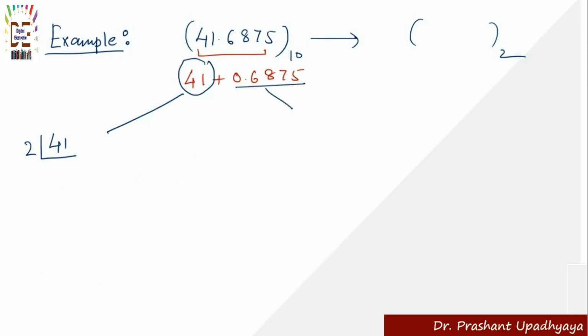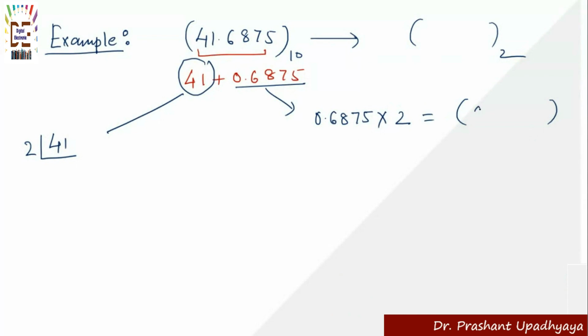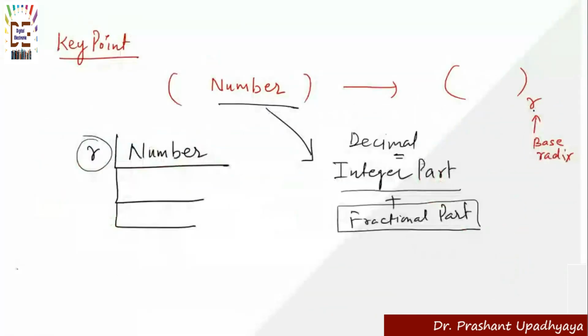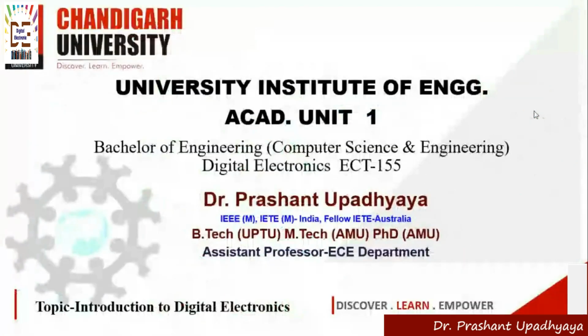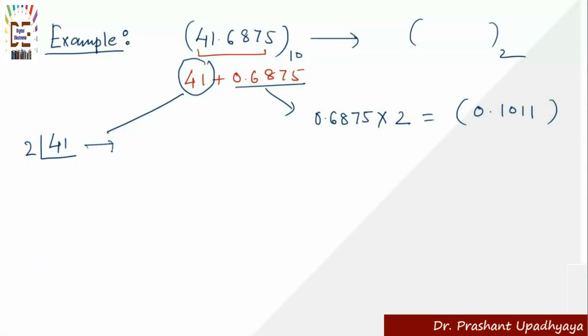And for the fraction part, you do the calculation on 0.6875 by multiplying it by 2. Whatever result you obtain here, let me see what our previous result was: 0.1011, so I can write 0.1011 here. And what number did we get as the result for 41? That was 101001. This was the answer.